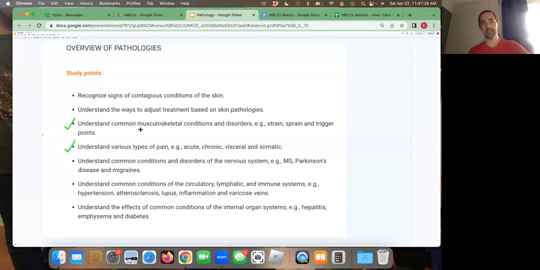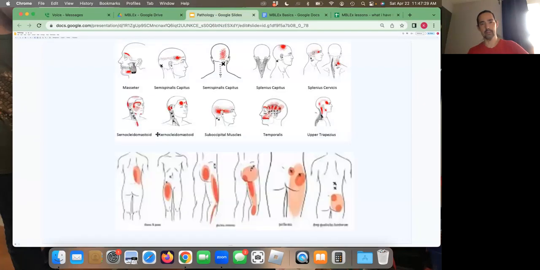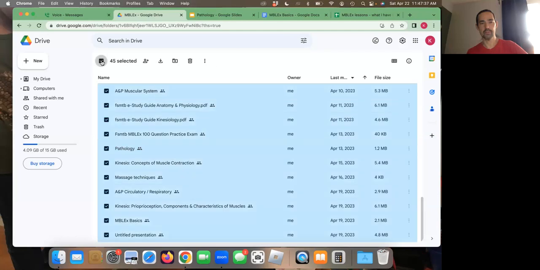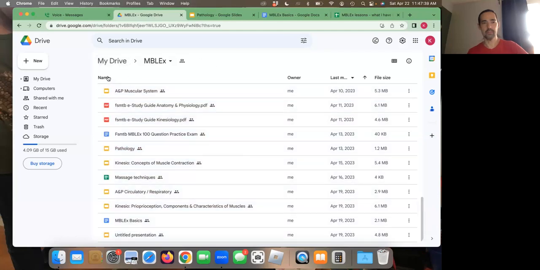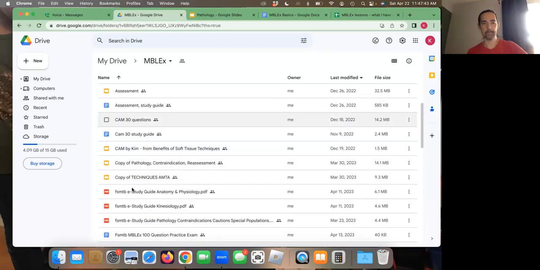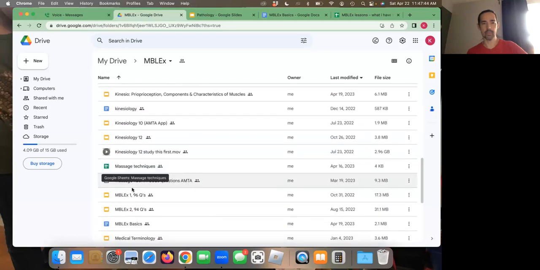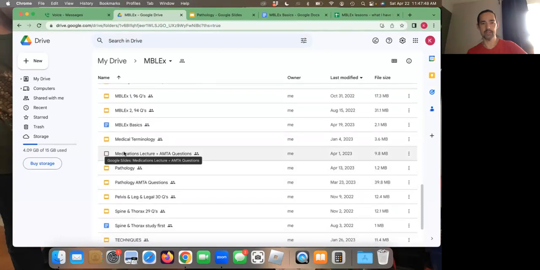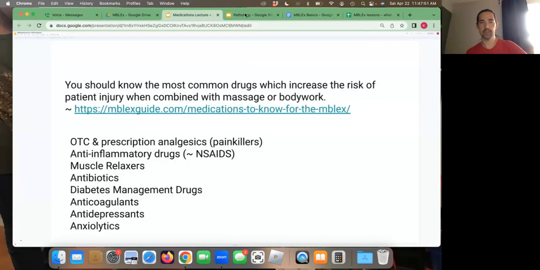Okay, now we're going to look at, oh wait, where's the medications? Apparently I separated the medications, so let me go find those. Medications. Okay, so we're going to go back and forth between these.